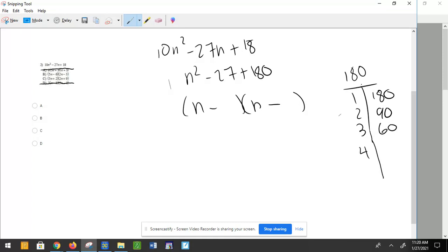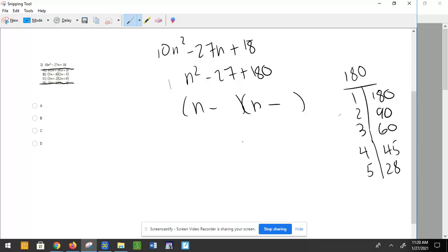Let's see, 4 and 45 add to 49, so it's not that. Let's try 5. 180 divided by 5, I guess you would get 36. Actually, 5 and 36 add to 41, so it's not that.